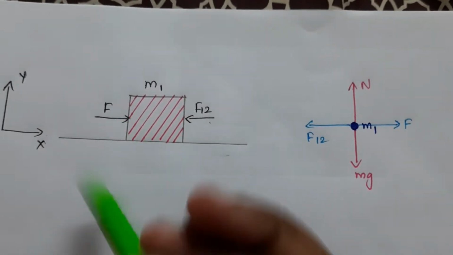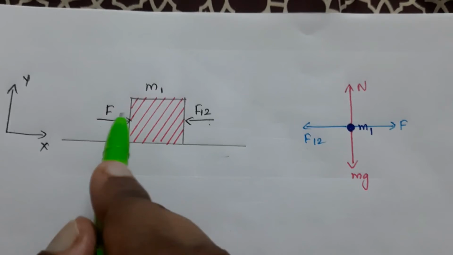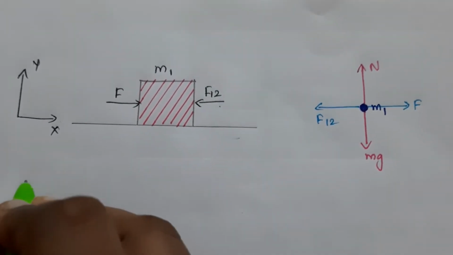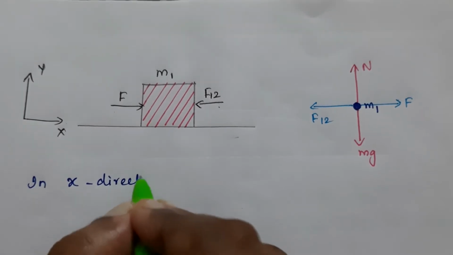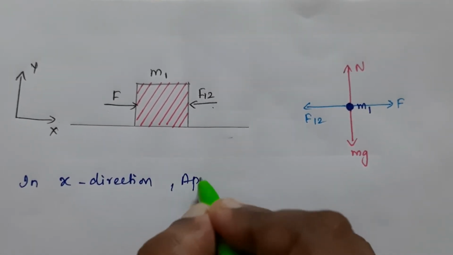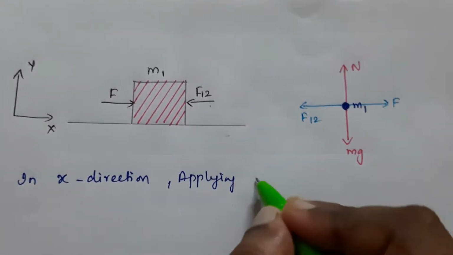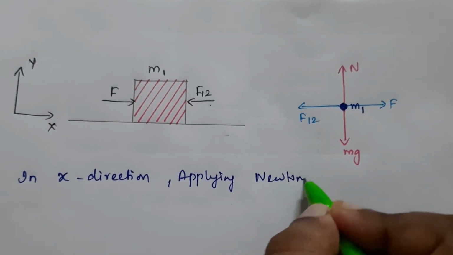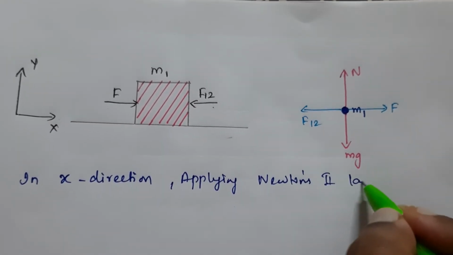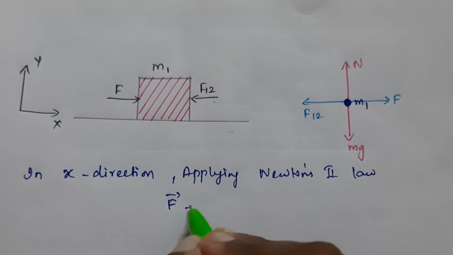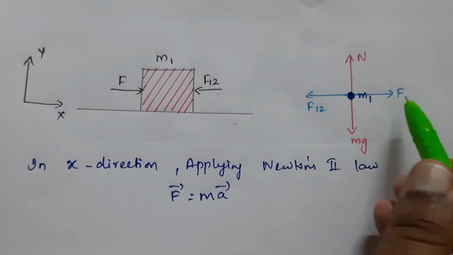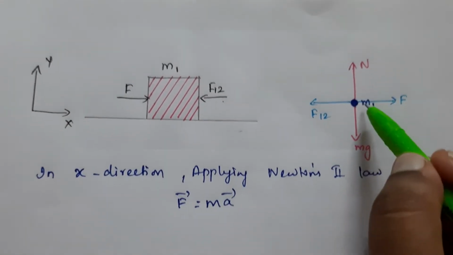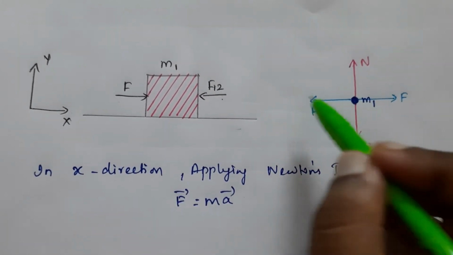Now the acceleration of the body is in the x direction. So we write in the x direction, applying Newton's second law. So what is Newton's second law? F is equal to ma. Now what is the force acting in the x direction? Here this is the positive x-axis, this is the negative x-axis.